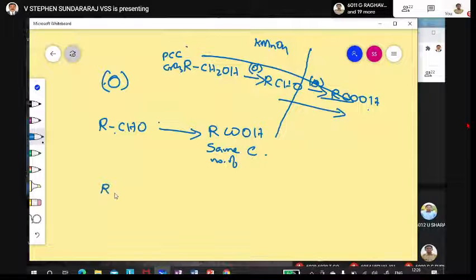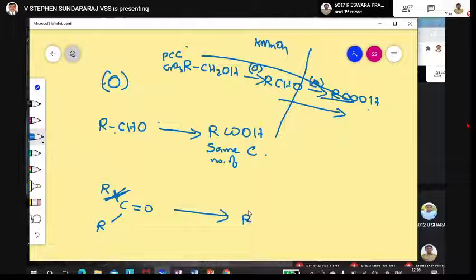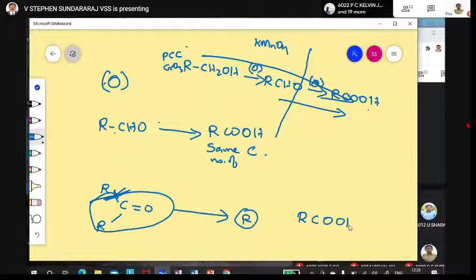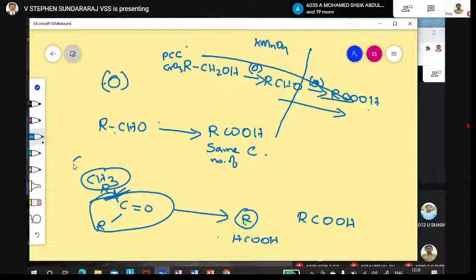Now, in the case of R-C double bond O-R, one C-C bond should break. I have taught you before also. Here you will get the R portion and another portion, that is RC, and that C will become COH. But if this R is CH3, you will get HCOOH, a one-carbon acid. If this is CH3CH2, an ethyl group, then you will get the acid CH3COOH, a two-carbon acid.